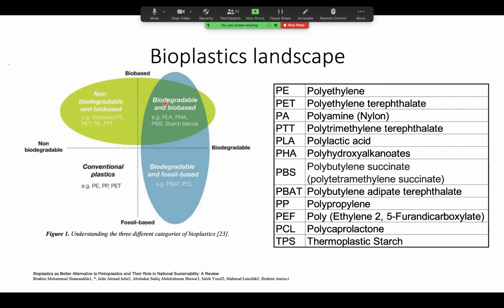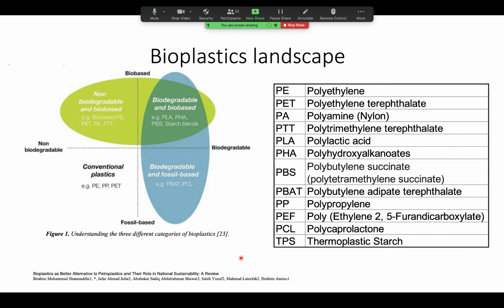So if you can see here, this is a little 4 quadrants ranging from non-biodegradable to biodegradable and from fossil-based to bio-based. Now these 4 quadrants talk about the plastics as a whole, and this is used a lot in the literature. So I wanted to start with it, right? And it shows you the diversity, or the landscape, of what we're dealing with in a fairly decent way.